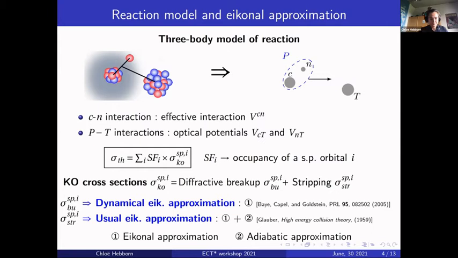In this work, we compute the diffractive breakup contribution with the dynamical eikonal approximation. As its name indicates, it's a dynamical model, meaning that it includes the dynamics of the reaction, and it is also a model relying on the eikonal approximation, this high-energy approximation. And the stripping contribution is computed within the Hussein-McVoy model, which relies on the usual eikonal approximation, which provides an adiabatic description of the reaction, meaning that the dynamics of the reaction is neglected in this model.